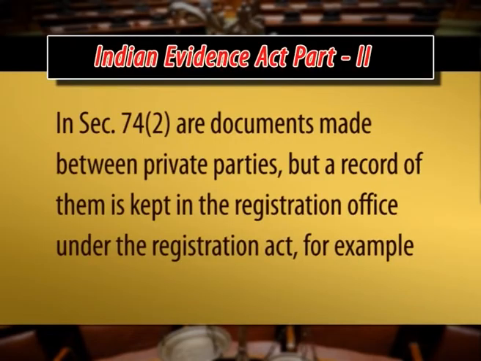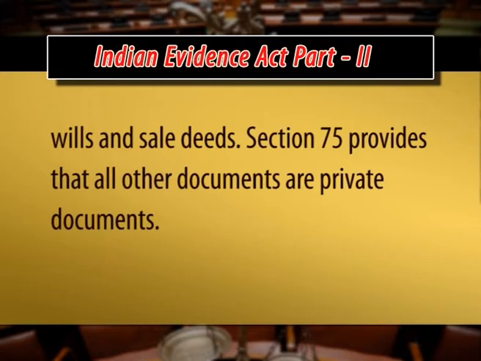The kind of documents that are mentioned in section 74, 2 are documents made between private parties, but a record of them is kept in a registration office under the Registration Act. For example, wills and sale deeds. Section 75 provides that all other documents are private documents.